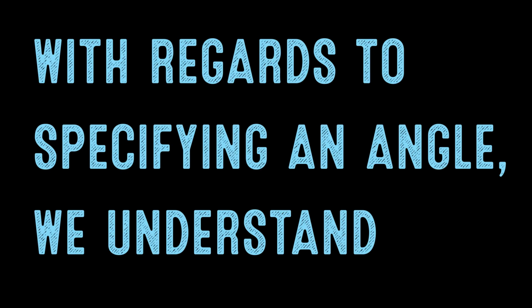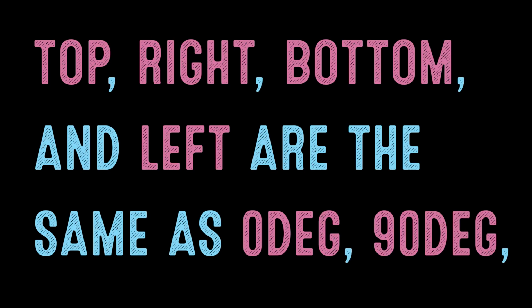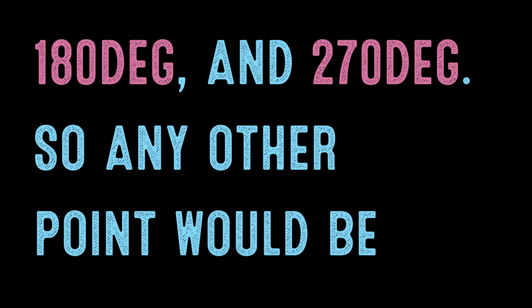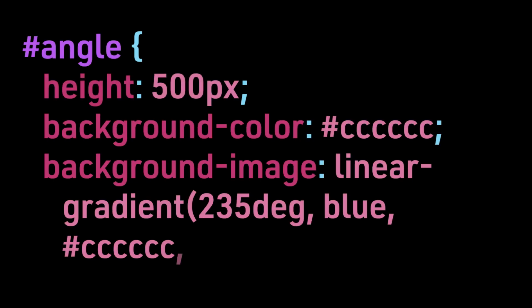With regards to specifying an angle, we understand top, right, bottom, and left are the same as 0 degrees, 90 degrees, 180 degrees, and 270 degrees. So any other point would be translated into an angle. Here we are trying out an angle of 235 degrees.